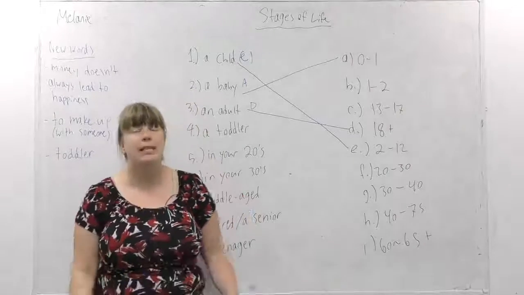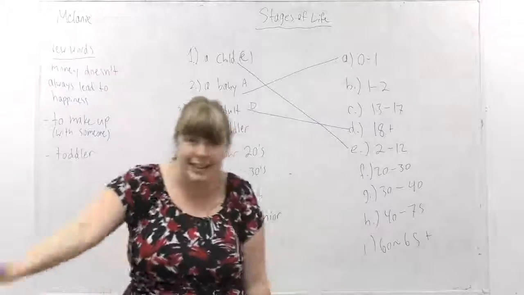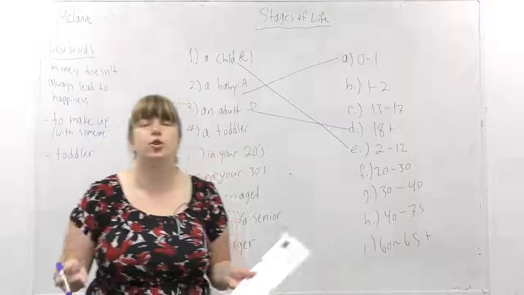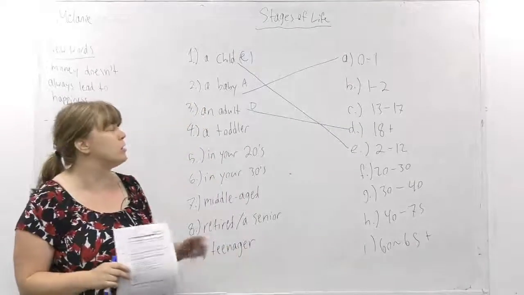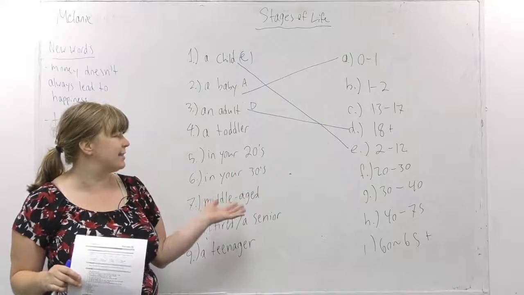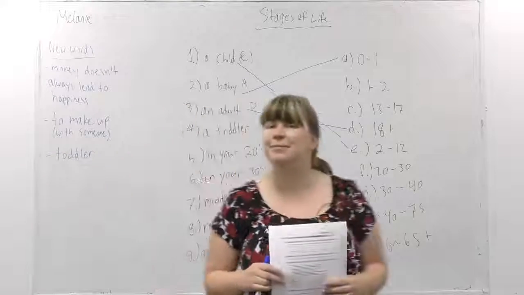So they're young, they're really young, and they kind of walk like this. Like maybe they can't walk very well, but they're trying. And they can speak a little. So how old do you think a toddler is? What do you guys think? Throw in your guesses now.